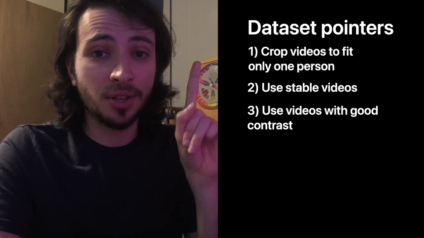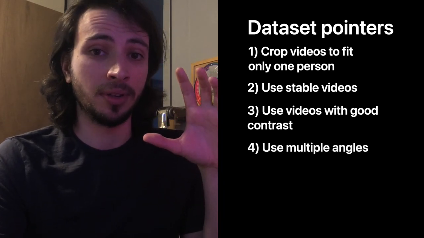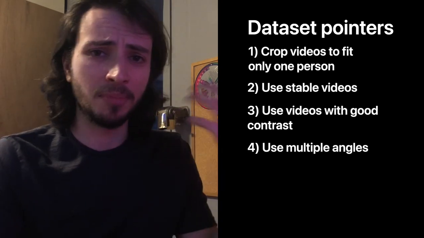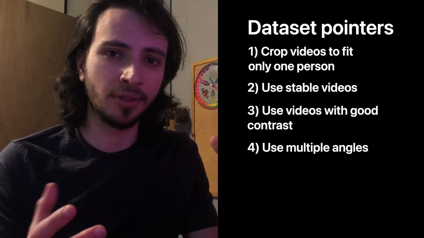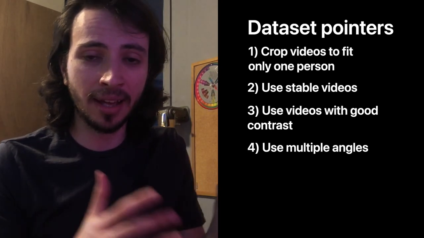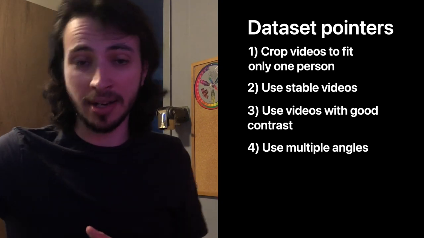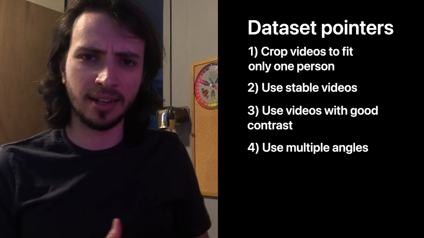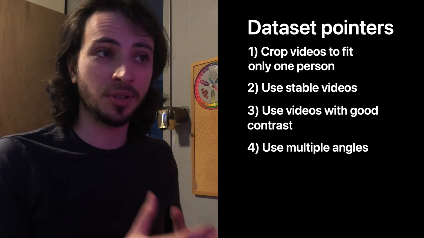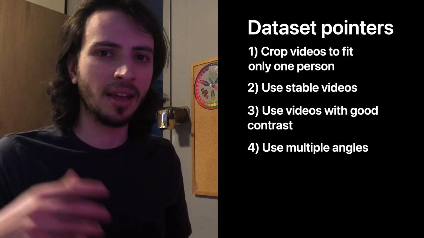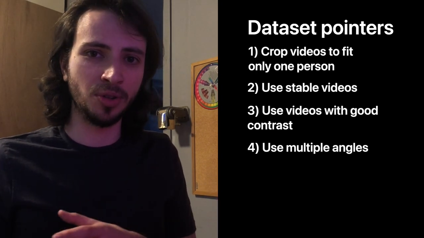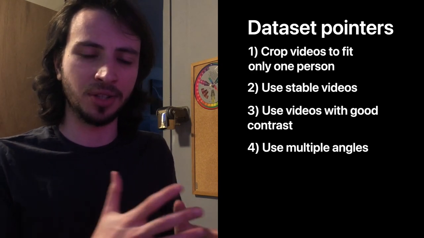Number four, try to make sure that there are different angles in the data set that you're using. Something from behind, from the side, from the left side, the right side, and the back, a little bit from the top at an angle, etc. The more diverse your data set is while still showing the same motion, the better your classifier is going to be at understanding and figuring out new situations that you haven't actually trained it with.